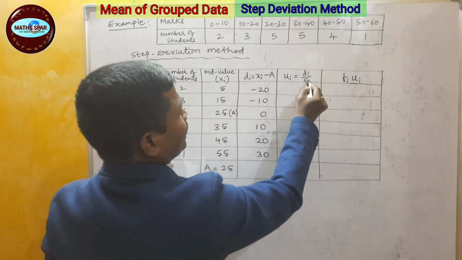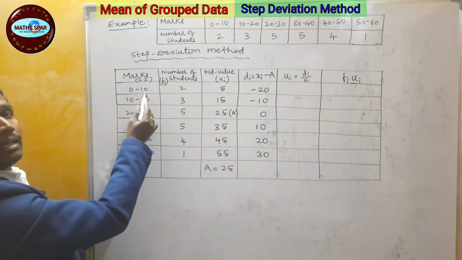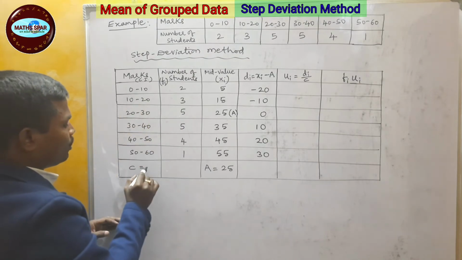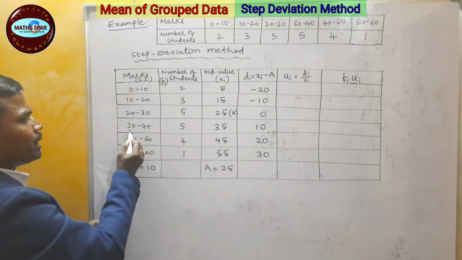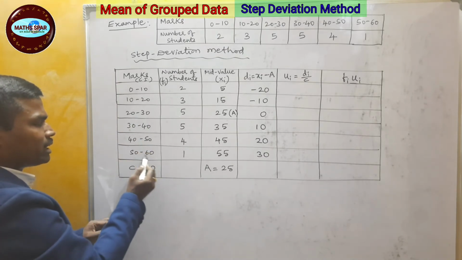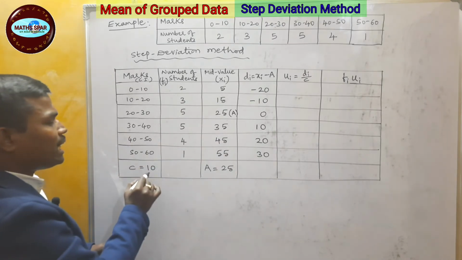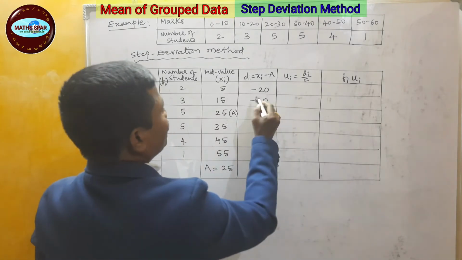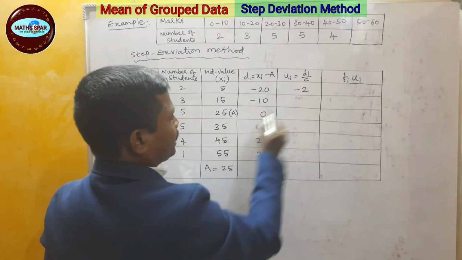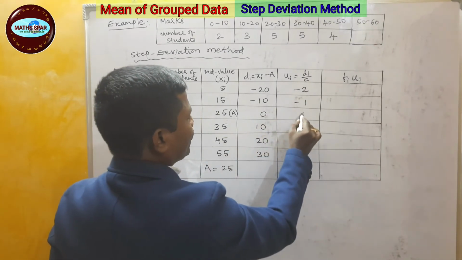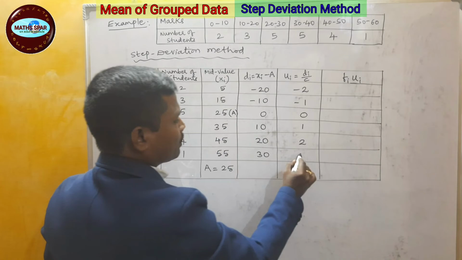Then ui is equal to di by c. Here what is c? It means class size: upper boundary minus lower boundary. 10 minus 0 is 10. Everywhere you see, 20 minus 10 is 10, 30 minus 20 is 10, 40 minus 30 is 10, 50 minus 40 is 10, 60 minus 50 is 10. So the class size for the given frequency distribution is 10. Then minus 20 by 10 is minus 2, minus 10 by 10 is minus 1, 0 by 10 is 0, 10 by 10 is 1, 20 by 10 is 2, 30 by 10 is 3.